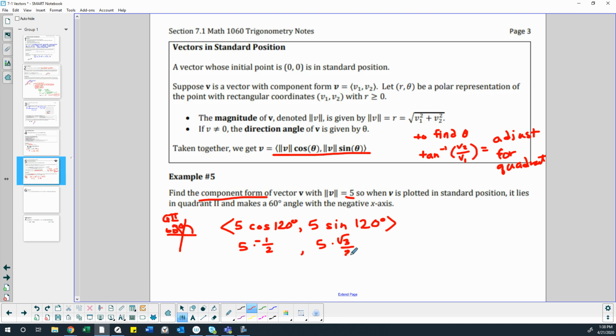It's okay. And the sine of 120 is positive square root of 3 over 2. So simplifying that, we get negative 5 halves, comma, 5 square root 3 over 2. Ta-da! There's our component form for vector v with magnitude 5 and angle 120 degrees.